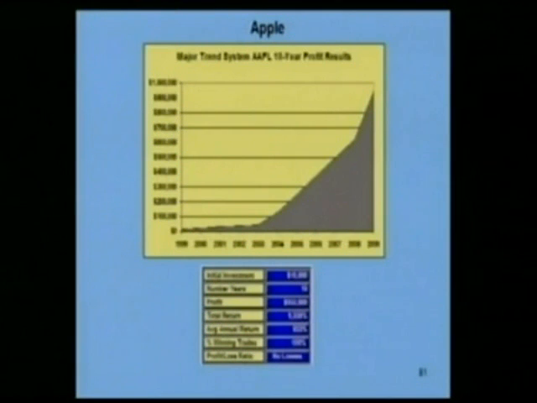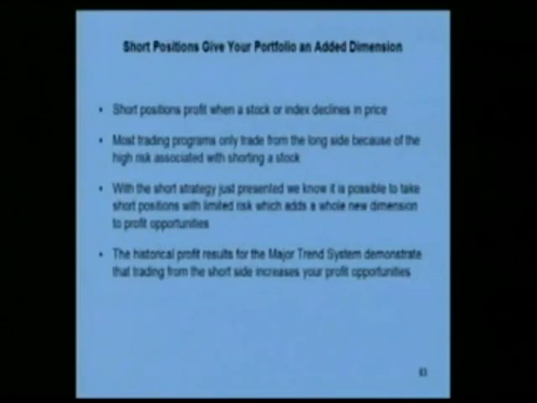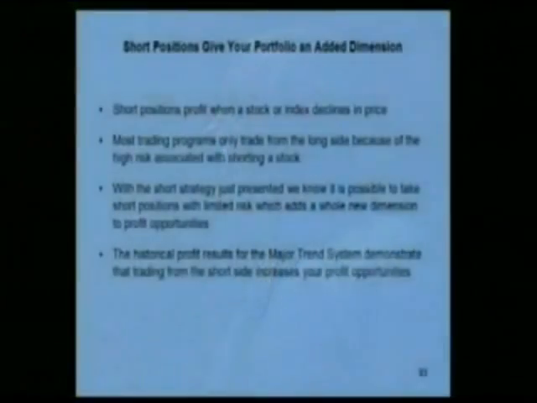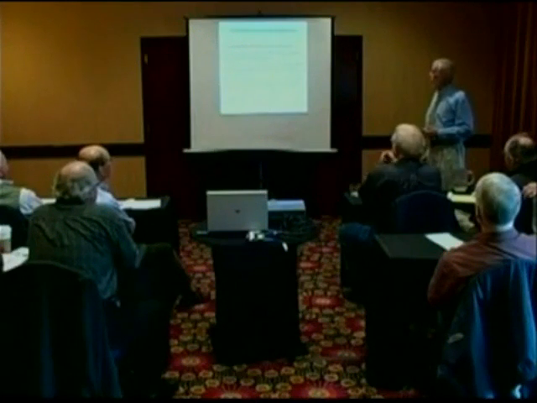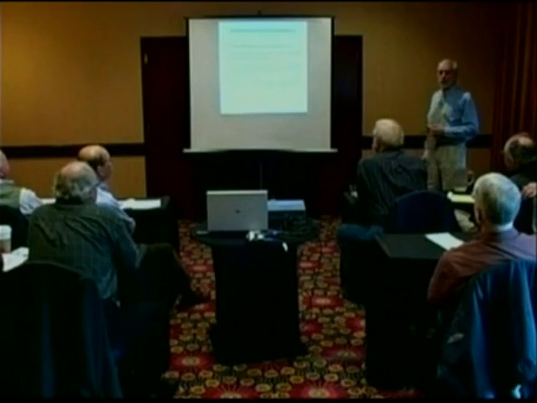These are individual results, again, and a big part of these results for the major trend system are the short trades. So the short positions can give your portfolio an added dimension. The short positions profit when the stock or the index is declining in price. Most trading programs only trade from the long side because of the high risk associated with short positions, but we saw 4 ways that you can initiate these short positions with limited risk. So that adds a whole new dimension to your profit opportunities.